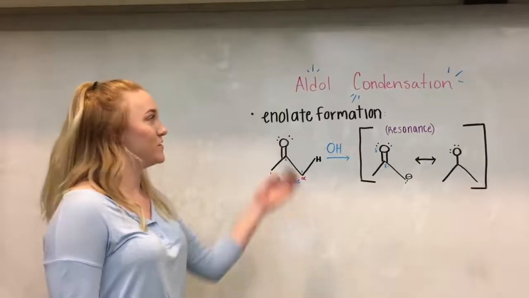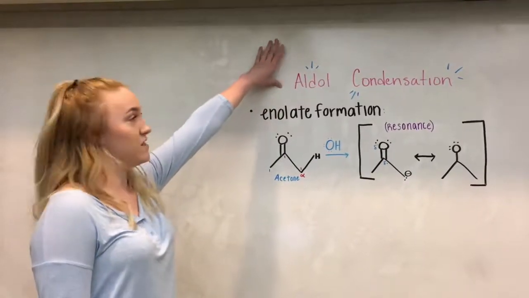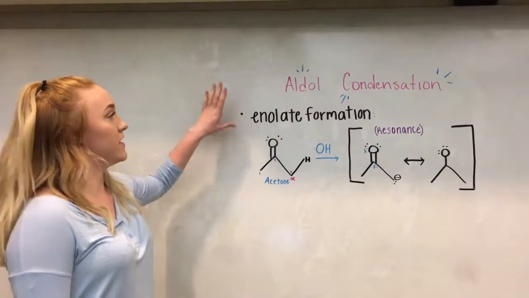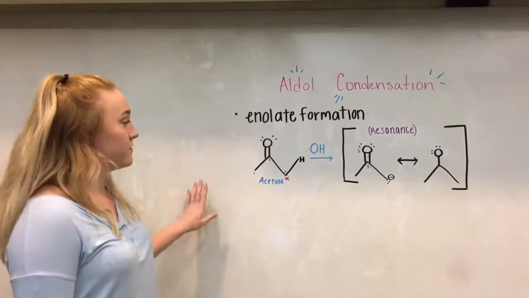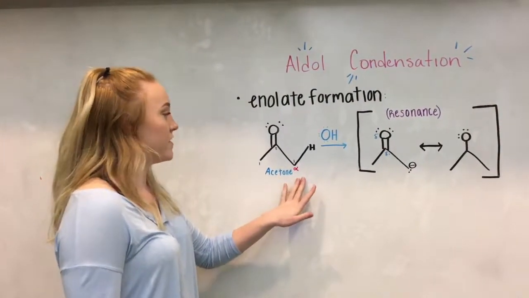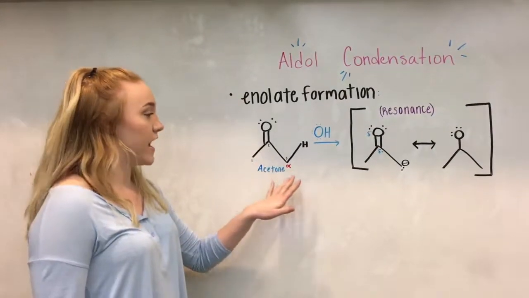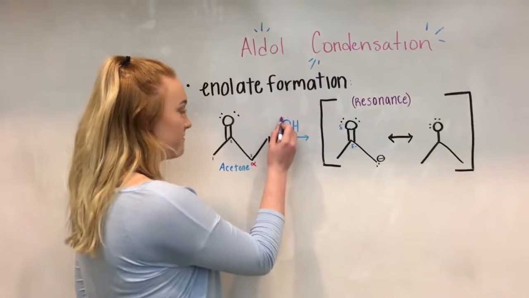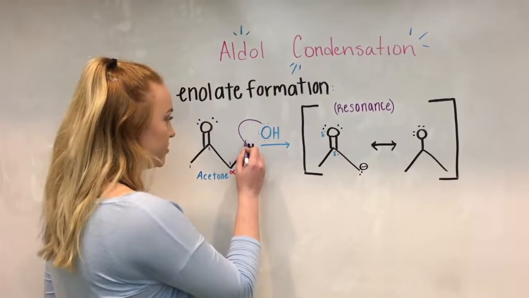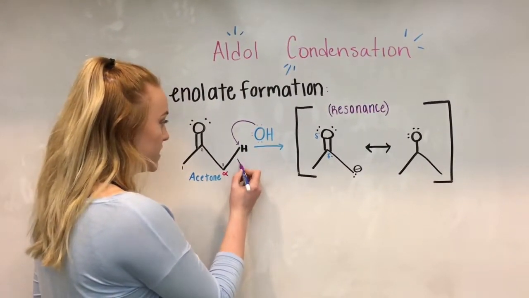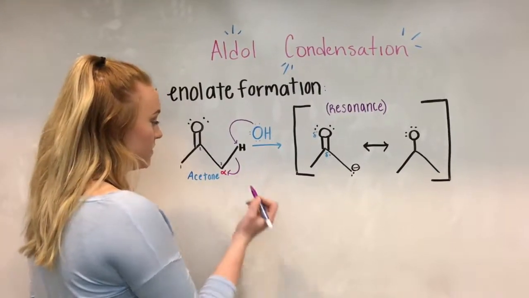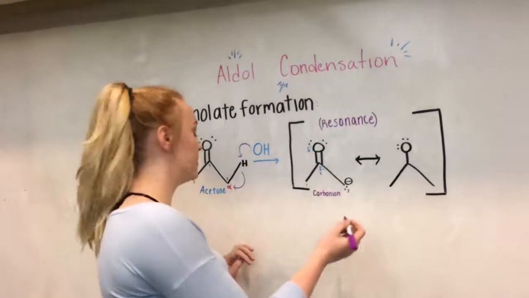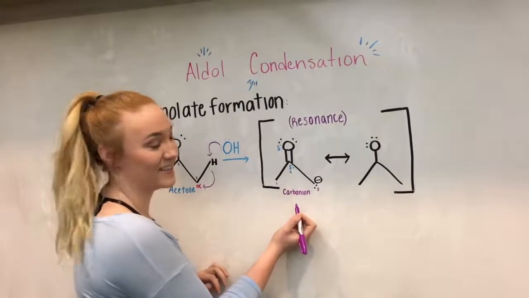So for this week's lab, we're doing the Aldol condensation, and the backbone of this mechanism is the enolate formation. So first, our alpha carbon on our carbonyl compound is highly reactive with our base. So our base is going to act as a nucleophile, stealing this hydrogen and pushing these electrons in on the alpha carbon, thus forming the carbanion.